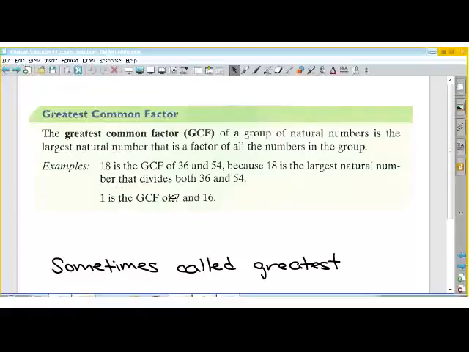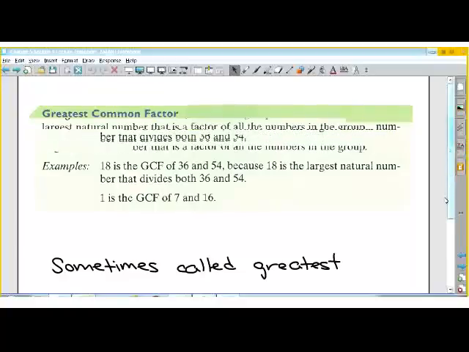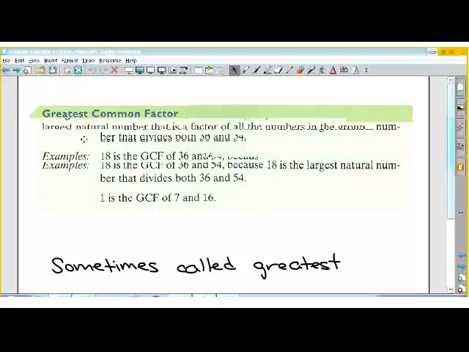Whereas something like 7 and 16, the factors of 7 are 1 and 7, and the factors for 16 don't include 7. So the greatest common factor for these 2 numbers is just 1. It's also sometimes called the greatest common divisor. We'll just call it the greatest common factor.